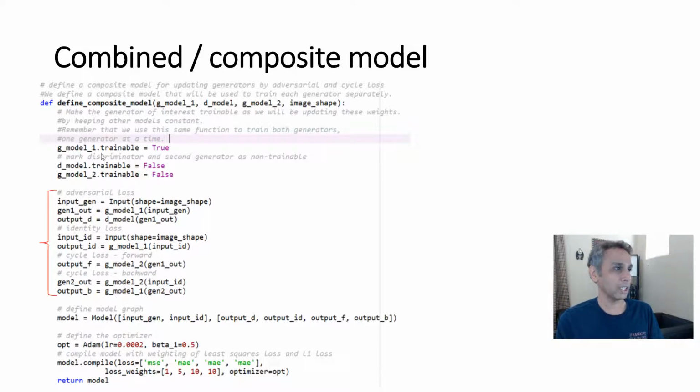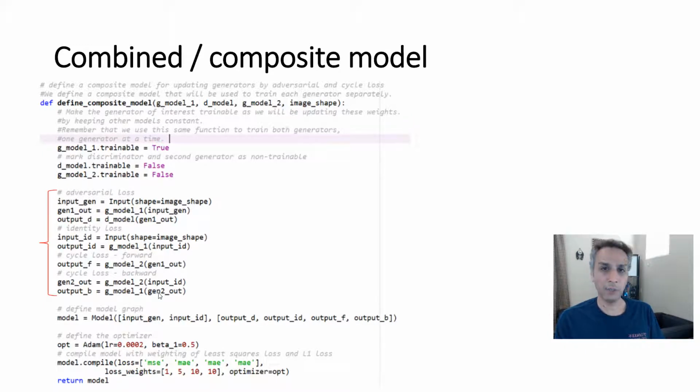Well, first of all, let's just look at our generator. Think of this as a generator for Monet paintings. We are trying to train a generator for Monet paintings. So generator 1 is trainable, yes. This is what we want to train. But we don't want anything else to be trained at that time. We want all the others to be constant, which means we have to make our discriminator non-trainable. We want our other generator to be non-trainable.